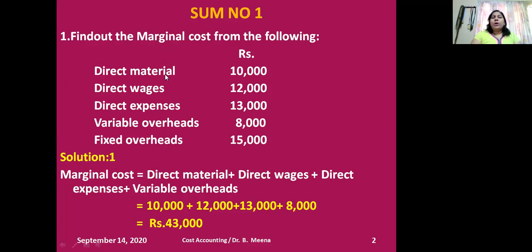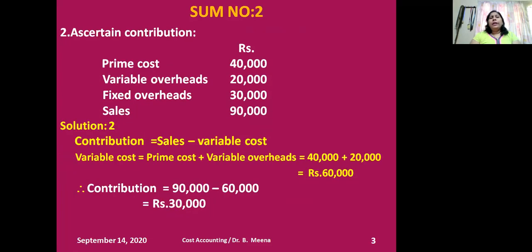So I will consider only the direct material, direct wages, direct expenses, and variable overheads to know the total marginal cost. So marginal cost is equal to direct materials, direct wages, direct expenses, variable overheads, the respective amounts I added. So what is the total marginal cost I'm getting? 43,000.